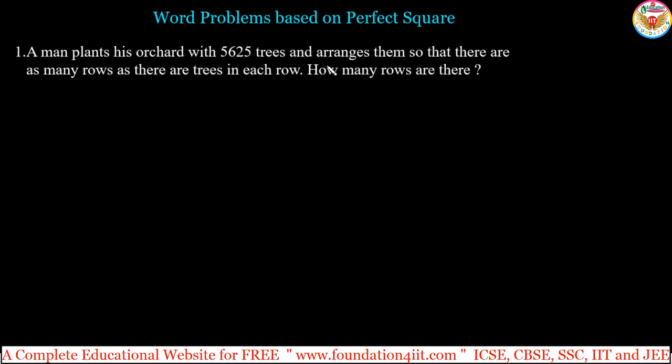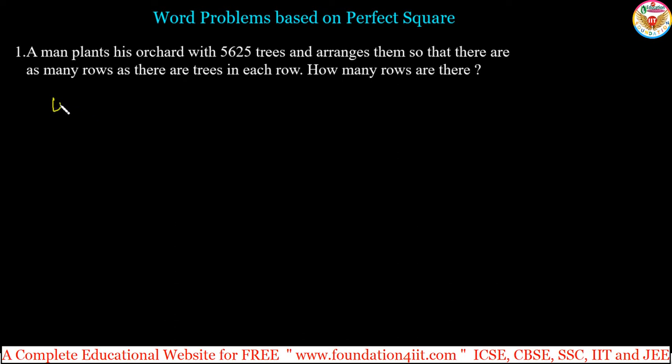5,625 trees and arranges them so that there are as many rows as there are trees in each row. How many rows are there? So these number of trees are arranged in rows and columns, but as many rows as there are trees in each row. For example, if there are 12 rows, every row has 12 trees. If there are 20 rows, every row has 20 trees. So it's arranged in that way. But you need to find it out.